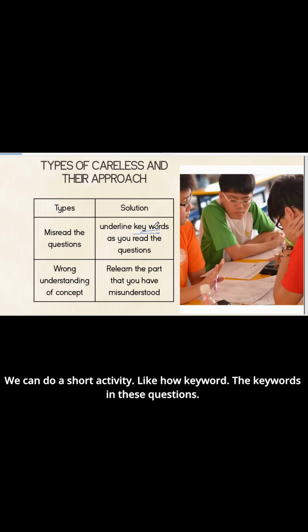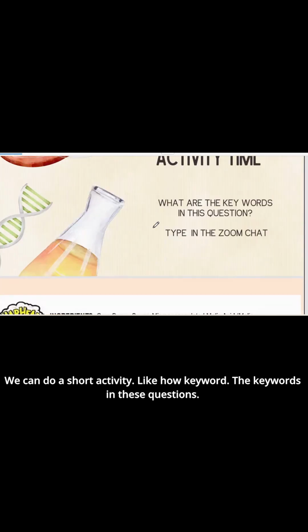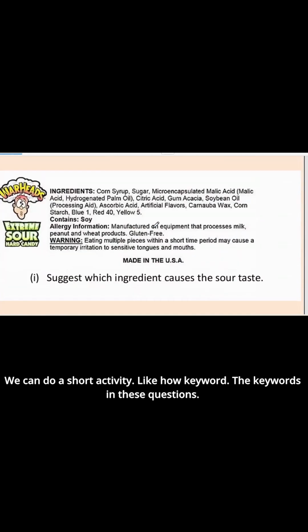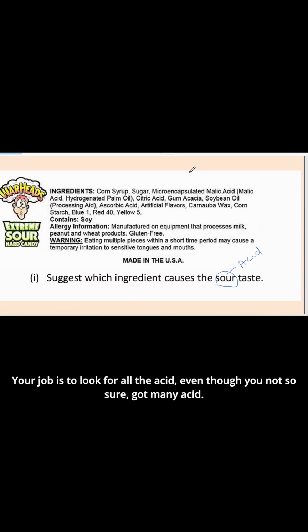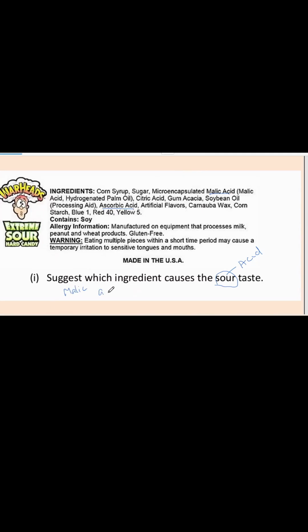All right. Thus, we can do a very short activity, where you look at the keywords in these questions. For example, the keyword here is sour. Don't be overwhelmed by the information. Not every piece of information is to be used. So the important thing is you see the keyword, and you know that you can recall acids. So your job is to look for an acid, even though you're not so sure. You have malic acid, you have ascorbic acid. So your answer can be any one of them, malic acid or ascorbic acid.